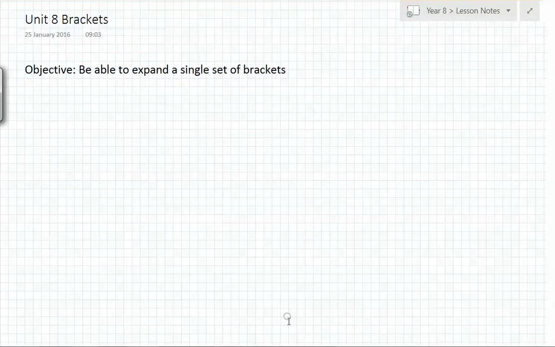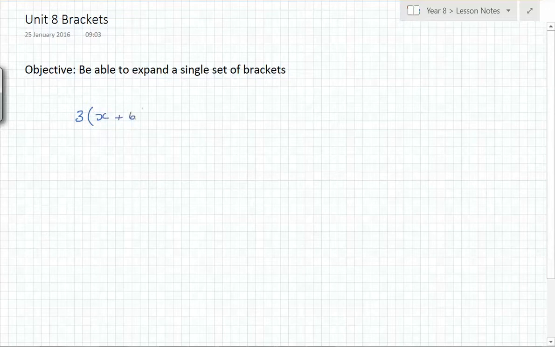Okay, so when we talk expanding brackets, what we're going to do is examples like, let's sort this one out. So we've got this expression, all right? Now, there's a couple of things. Not only do we need to be able to expand it, but we need to understand certain things.